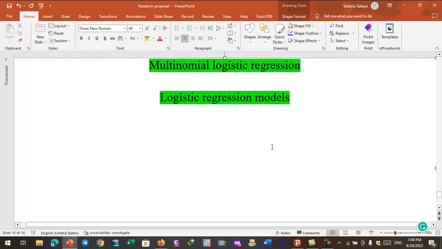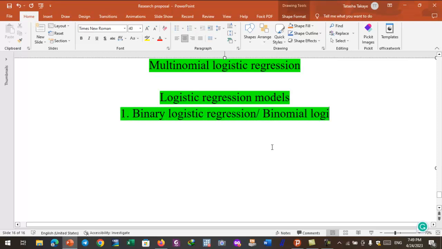Logistic regression models are fundamentally of three categories, and the first one is the binary logistic regression model, or binomial logistic regression model.